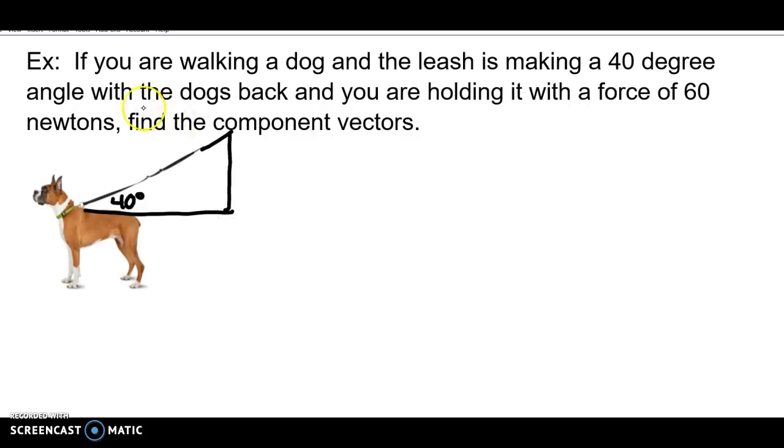Okay. So your force, this is the leash, obviously, right? So it's the force or tension on the leash. This is V. That's 60 newtons. Okay. Just want to write that down. So we're asked to find the components. So you're essentially going to do what we just did above. So go ahead, put me on pause and try it out.